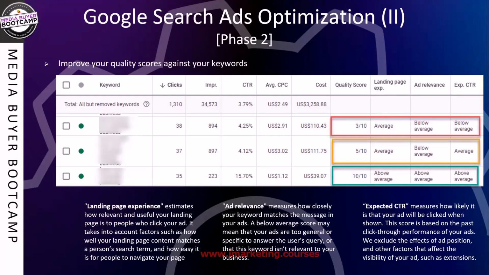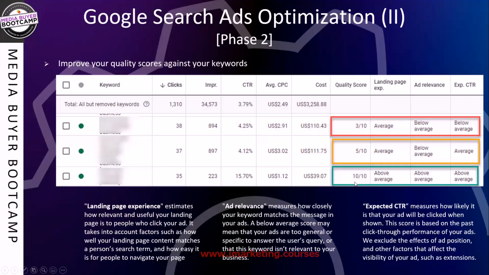So the quality score is made up of 3 different elements, and I put them down here. You can see that there's the landing page experience, the ad relevance, and the expected CTR. It's these 3 that give you your overall quality score. Anything below 5, we normally note as red. Anything around 1 to 3 is red, then 4, 5, and 6 is kind of yellow, and then 7, 8, 9, 10 is in the green. We put it in the green zone.